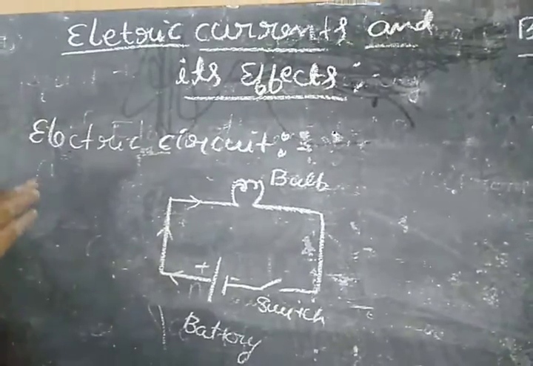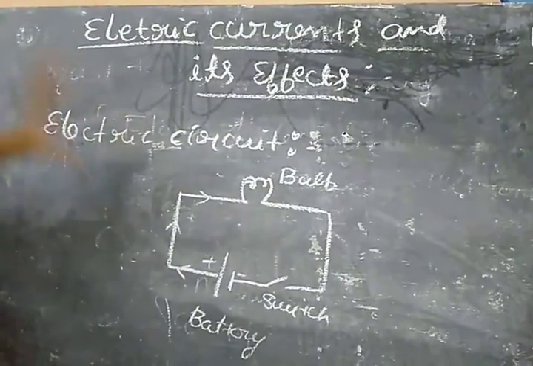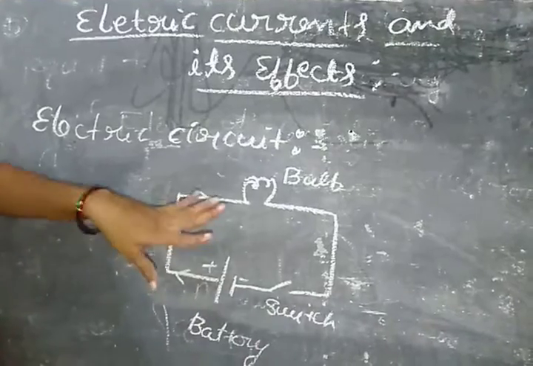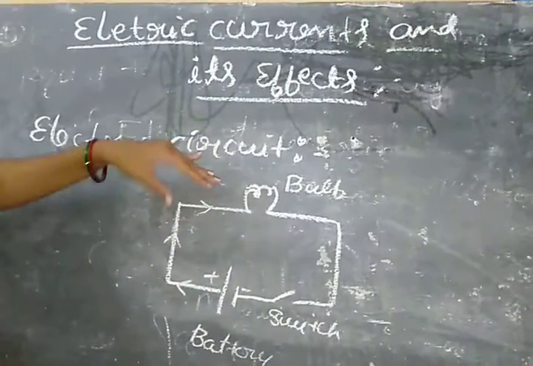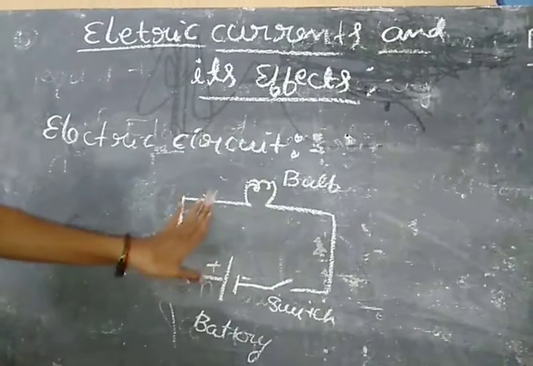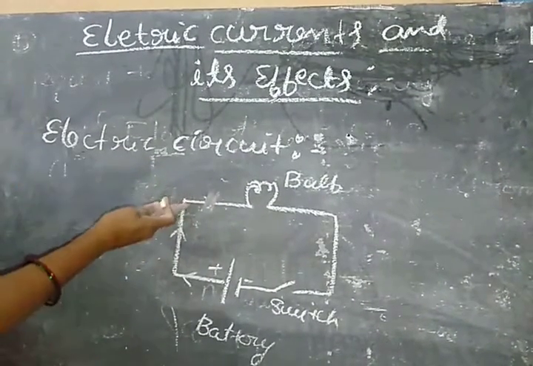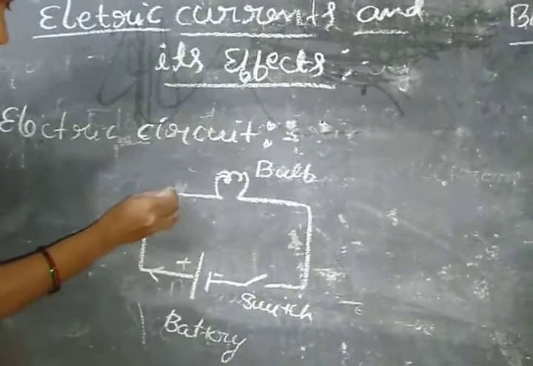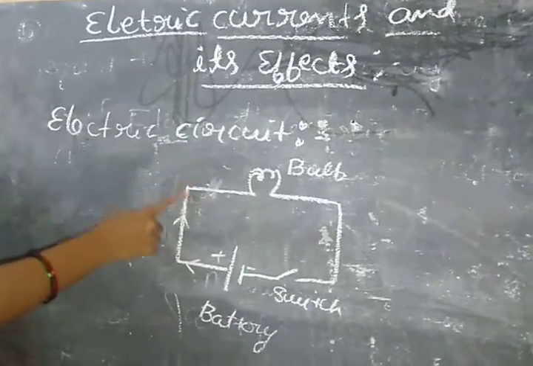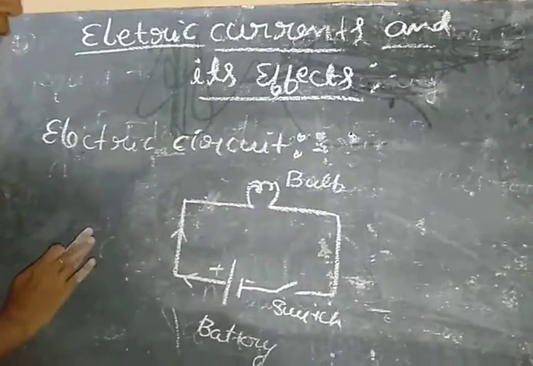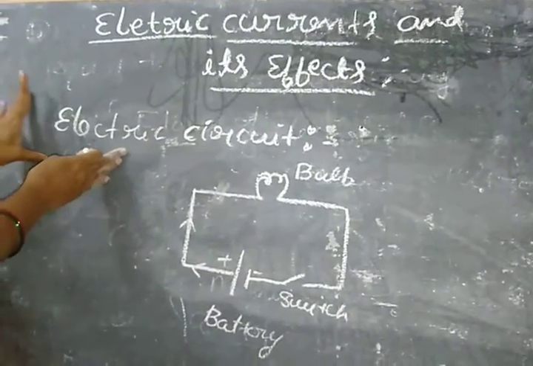So the electric circuit is nothing but the path for electrons, or the path for electric charges. So the path is called what? Electric circuit. If you break this circuit, electric charges will not flow. If you connect this electric circuit, then electric charges flow through this circuit. Okay, so this is called the electric circuit.